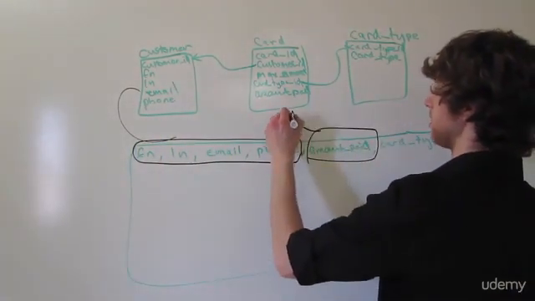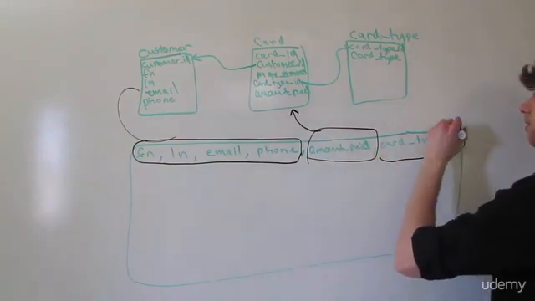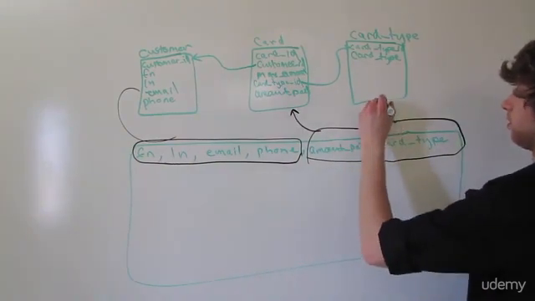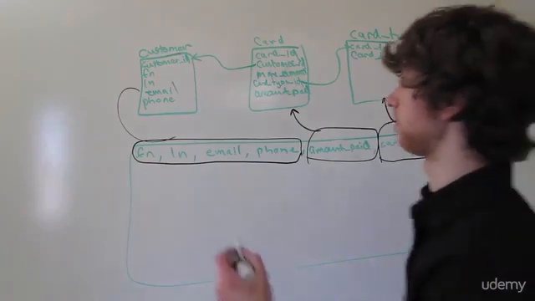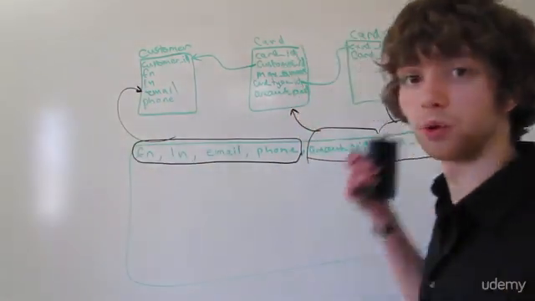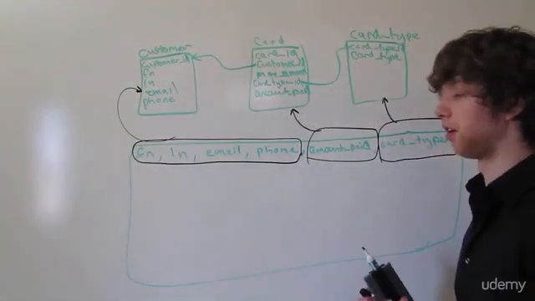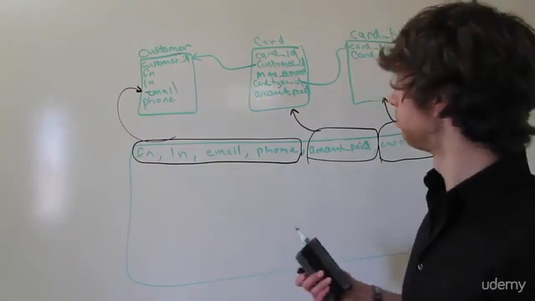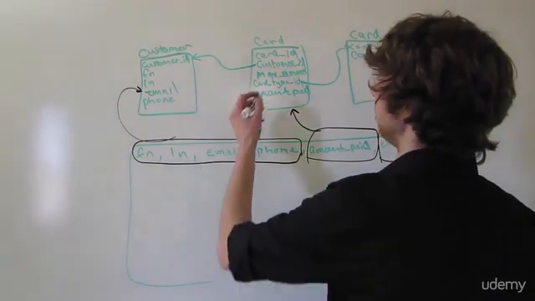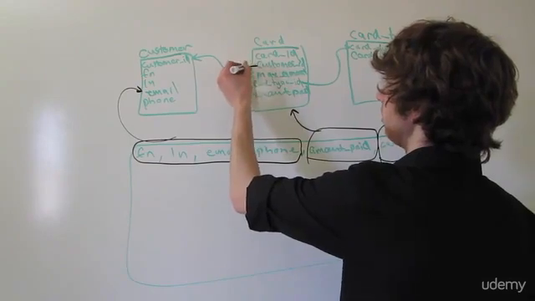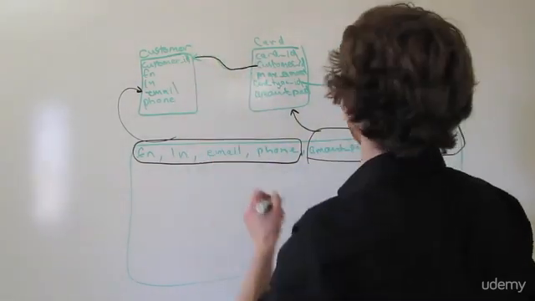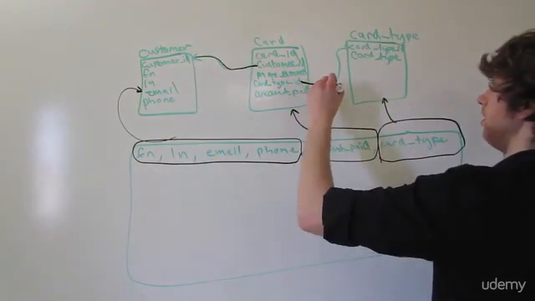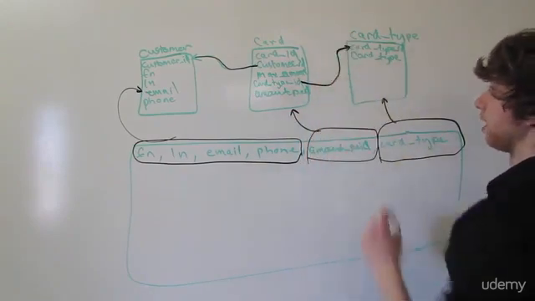This is from this table. The card type is from this table. It's a join across 3 tables, and you could of course add more. Now, the join conditions would be, for this, the customer ID is the same as the customer ID, and the card type ID is the same as the card type ID.